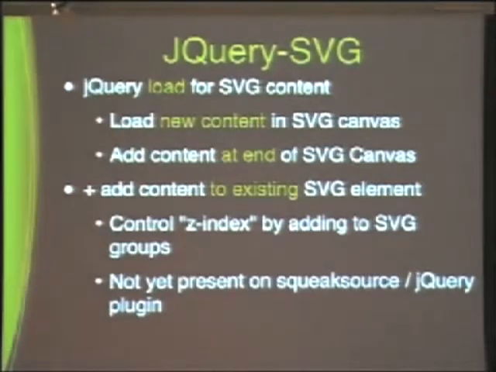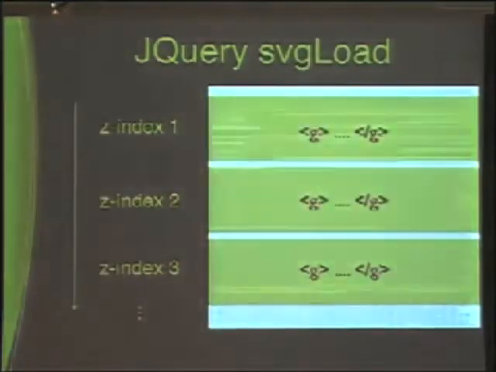So what is already in the jQuery-SVG plugin, this is also not our work, there's a plugin created by somebody else, a pure jQuery-SVG plugin. We created wrappers for that, for the Seaside part. You're able to load new content in your SVG canvas or add content at the end. So we're stuck. So what we had to add is to add content to an existing SVG element. Why? You were able to control your Z index if you just make artificial groups, and you know, well, lines always have to go under nodes, so you put all your lines on top, nodes in the bottom. And that's something we added.